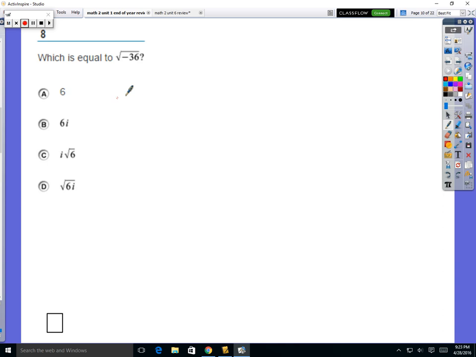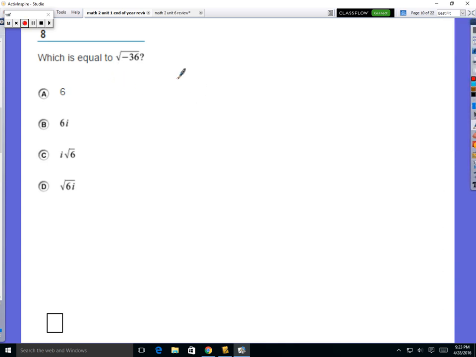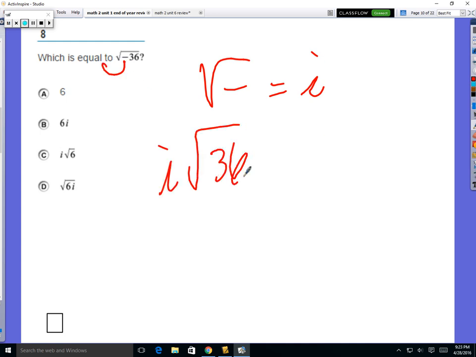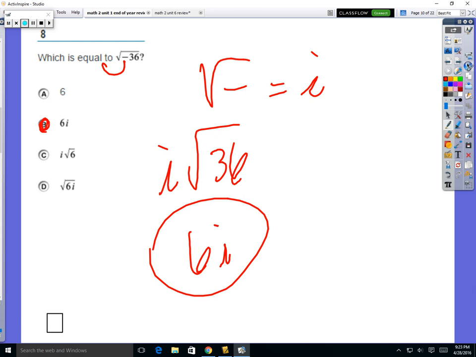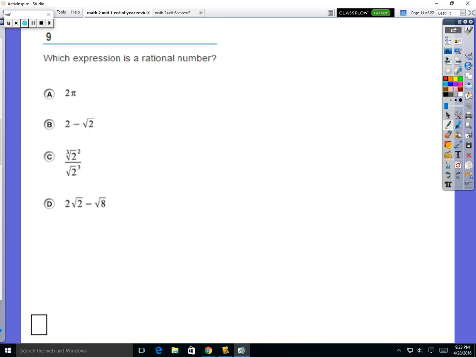Number 8. Square root of negative 36. Okay, square root of negative. That's a big deal. That's imaginary. So take that out. That's imaginary. Square root of 36. Square root of 36 is cool. That is just 6. So you have 6 imaginaries. That's B.